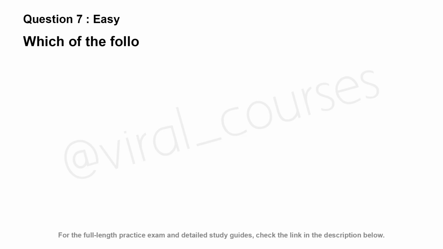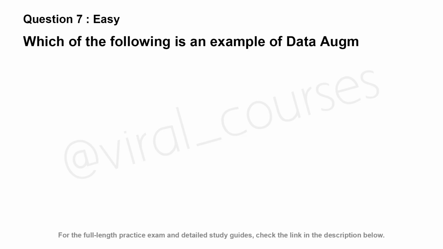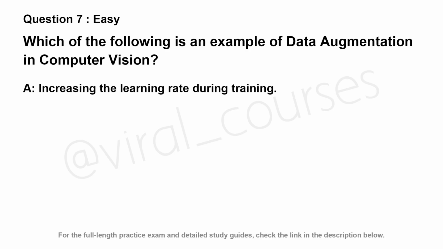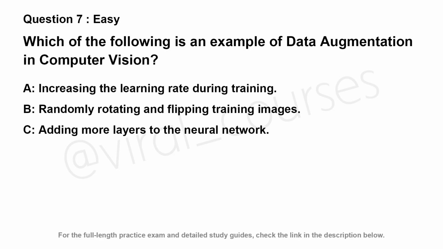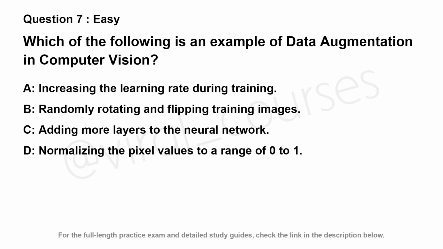Which of the following is an example of data augmentation in computer vision? Option A. Increasing the learning rate during training. Option B. Randomly rotating and flipping training images. Option C. Adding more layers to the neural network. Option D. Normalizing the pixel values to a range of 0 to 1.